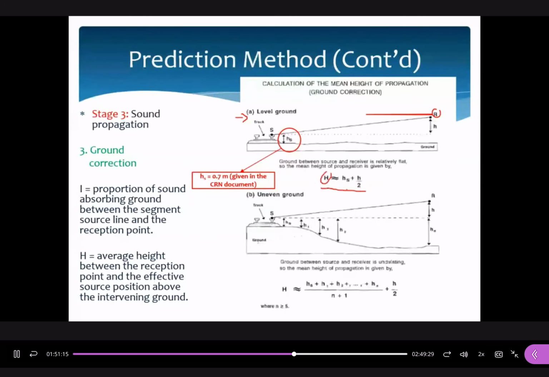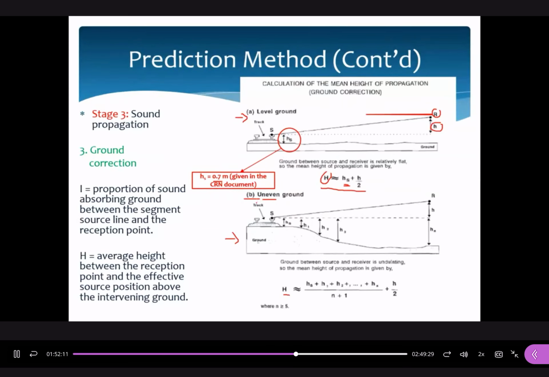The capital letter H is equal to (HS plus H) divided by 2. This is a standard equation. And what is the value of HS? As stated in this document, they assume 0.7 meters. If I state other results, you can state clearly. If I do not state these results, you may assume it is equal to 0.7 meters. On the other hand, for uneven ground, like the situations shown in figure B, the value of the capital letter H is the summation of all these terms. So we have two scenarios to find out the value of H.